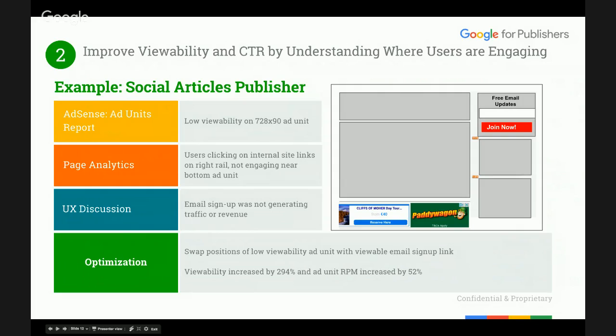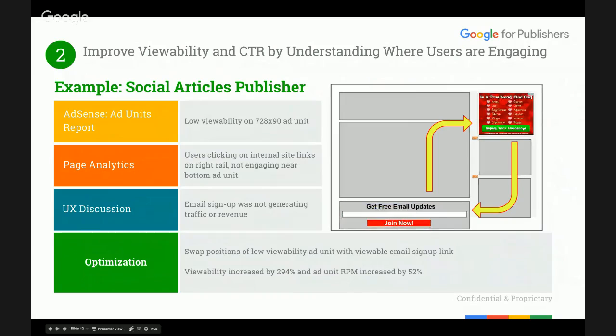And when we looked at the ad unit that had that lower viewability, the 728 by 90, we noticed that the RPM of this particular ad unit was lower than the rest of his units. So what did we do? We swapped the ad placement with the email sign up, and this resulted in the viewability score improving by almost 300%, and it increased ad unit RPM by 52%.